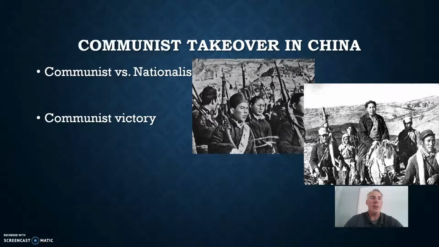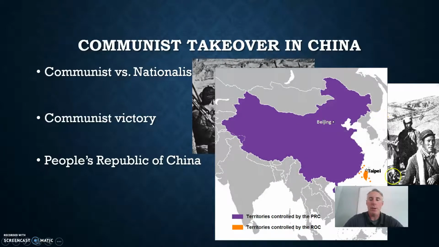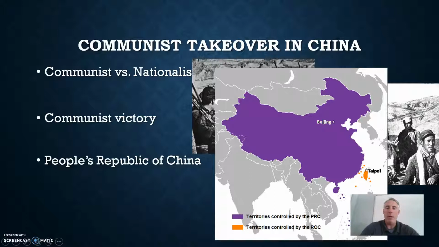Now, with their victory, they created the People's Republic of China. And this is important to understand, the difference between the two. Right, because when you look on a map, you think, okay, that's China in purple. But you also see territories controlled by ROC. Right, PRC is People's Republic of China. ROC here, that's the Republic of China. Now, what this is referring to are the nationalists.